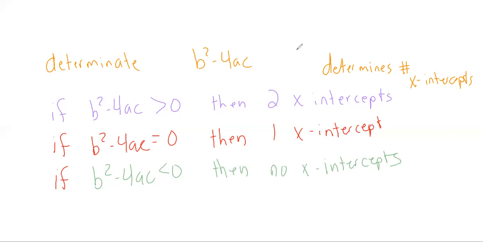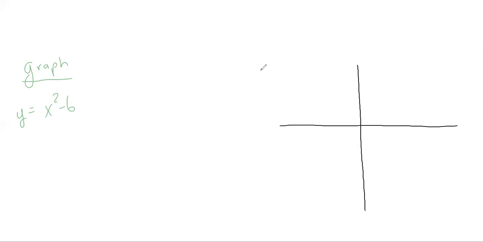Okay? So now, let's do an example. They're going to say graph the following: y equals x squared minus 6x. Well, we know we have to graph it. So let's draw a graph over here.